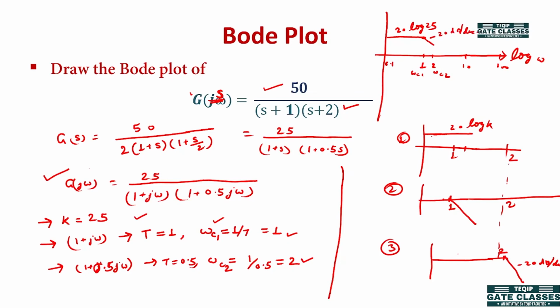decade. Okay, at this point this does not have slope, this has zero slope, this has zero slope, this has minus 20 dB per decade, so total slope is minus 20 dB per decade. And at 2 we have again one more slope, this is also there, minus 20 dB per decade. Okay, and this is also minus 20 dB per decade. So at this point our slope would become minus 40 dB per decade.